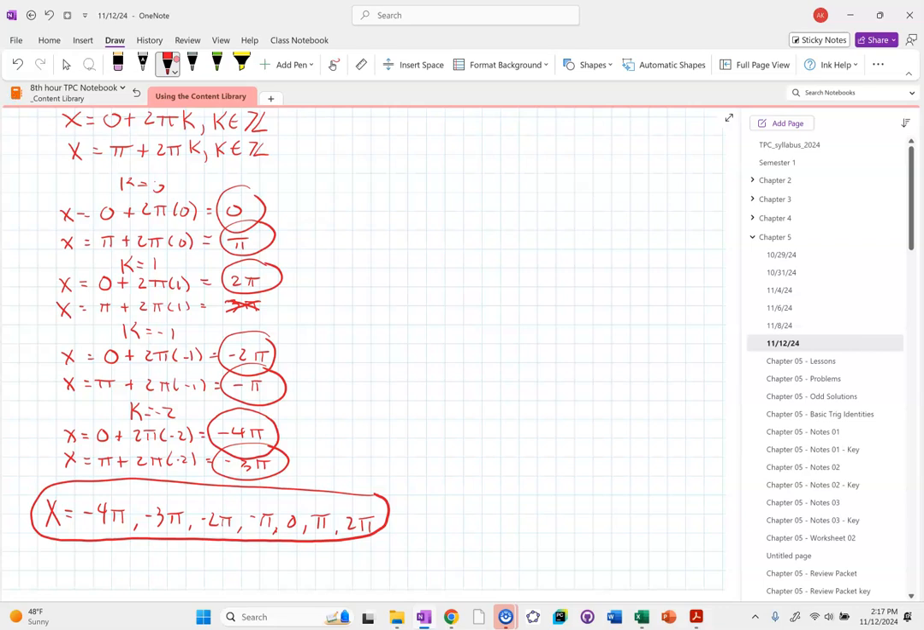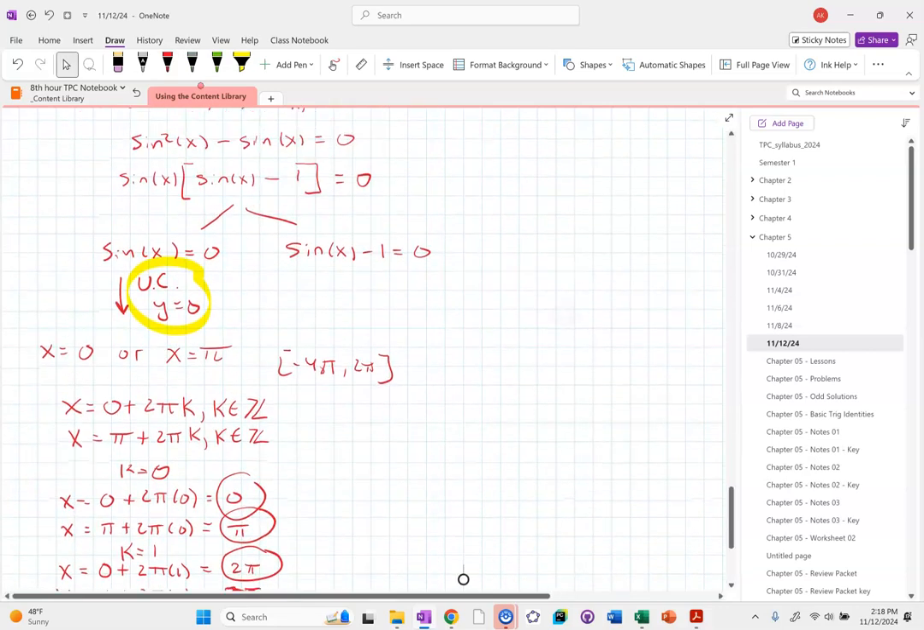Is everybody good with how I knew to stop? Tia? How it says k above the answer 0? It says k equals 0. Does it say 0? That's what it says. Is that what you're asking? Yeah. Okay. All right.